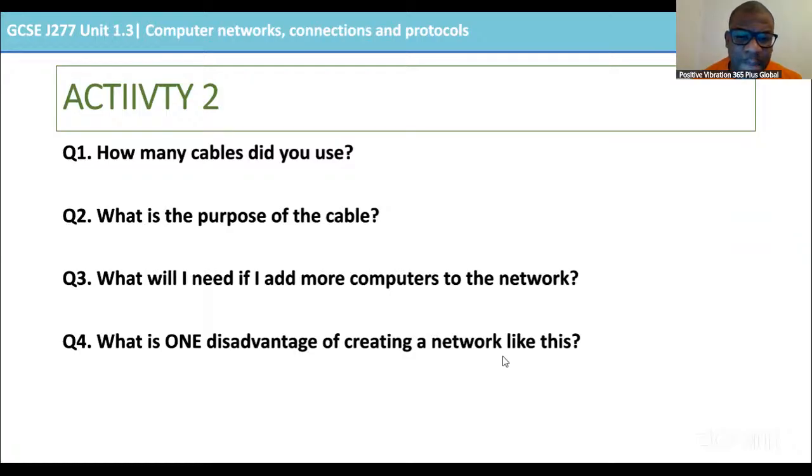What will I need if I decide to add more computers? What do I need if I want to add more computers? So you would need more cables so that you can connect all computers. Fabulous. And more cables will cost more.